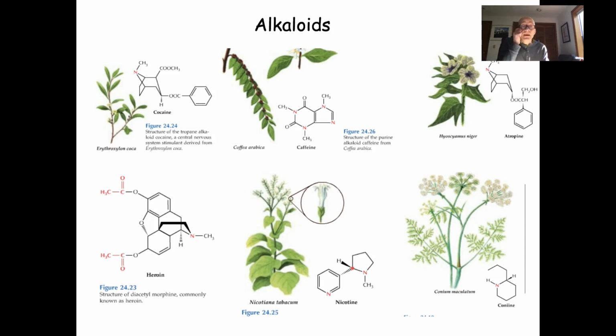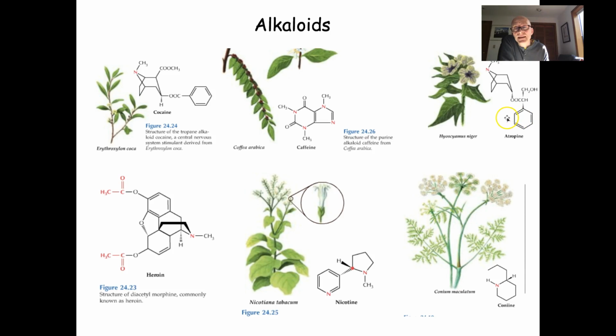So here are some chemical structures of all these alkaloids. You see that they contain nitrogen. All the nitrogens are highlighted here in red. So here's cocaine, that's from this plant right here. And then we have caffeine, which is from this plant right here, the coffee plant. You see the caffeine molecule has multiple nitrogens.